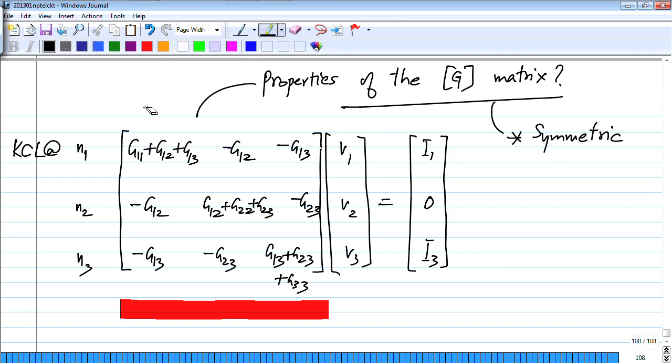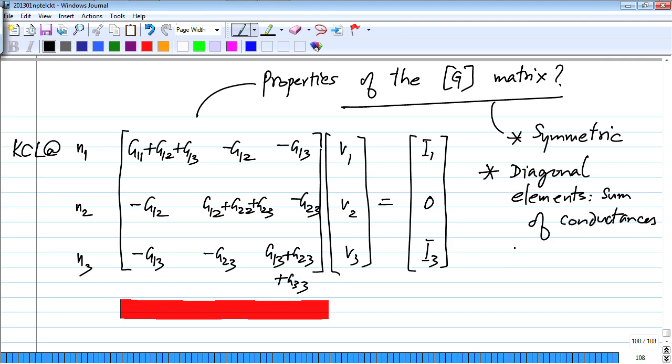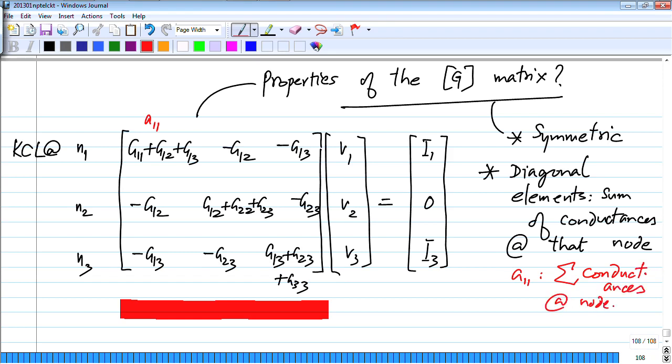And clearly, I think all of you were able to figure out correctly that the diagonal elements are the sum of conductances at that node. When I say that node, the matrix entry, this is the element A11, if I call this A matrix. A11 is the sum of conductances at node 1. Similarly, this A22 is the sum of conductances at node 2, and this is at node 3.